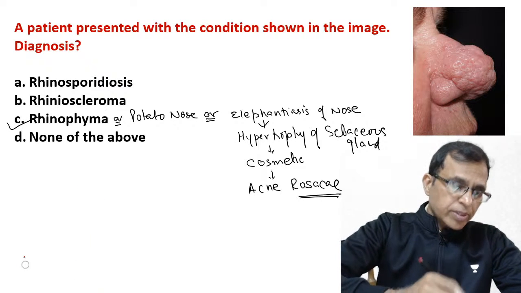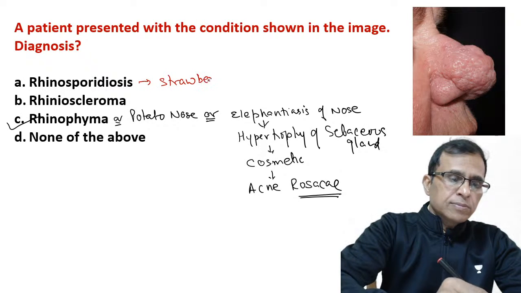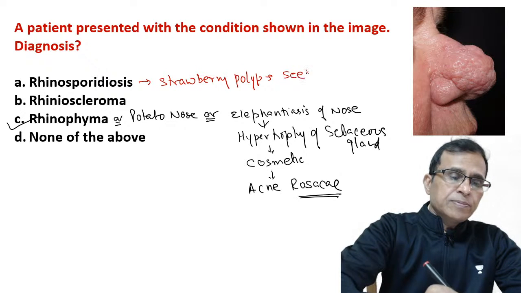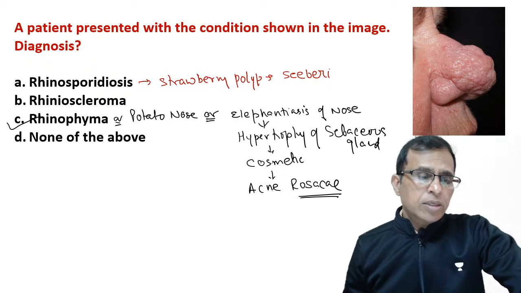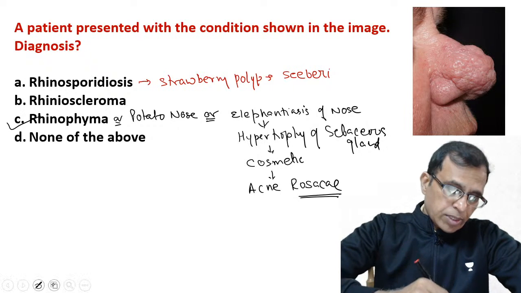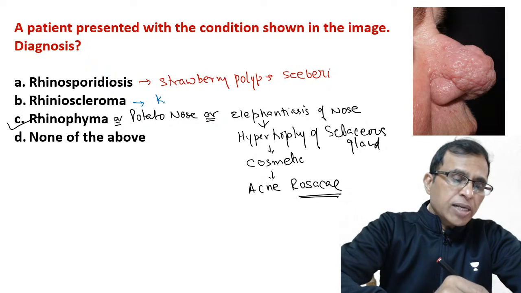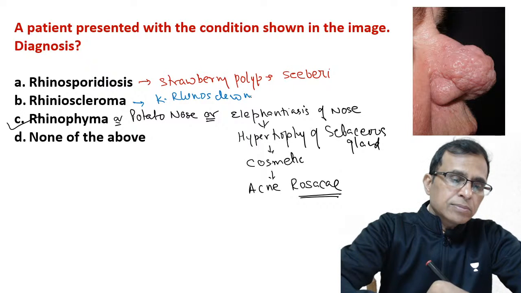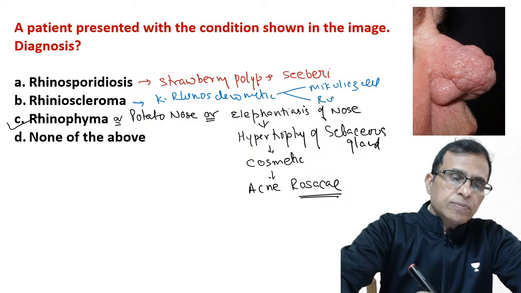And the rest of the 2 conditions are also very simple. Most of us know anyways that rhinosporidiosis is strawberry polyp, and it is caused by Rhinosporidium seeberi, which is seen in the coastal areas of southern India mainly, and presents as strawberry polyp, as we call it. Whereas rhinoscleroma is caused by Klebsiella rhinoscleromatis, and there are 2 types of cells. One is called Mikulicz cell and Russell body.